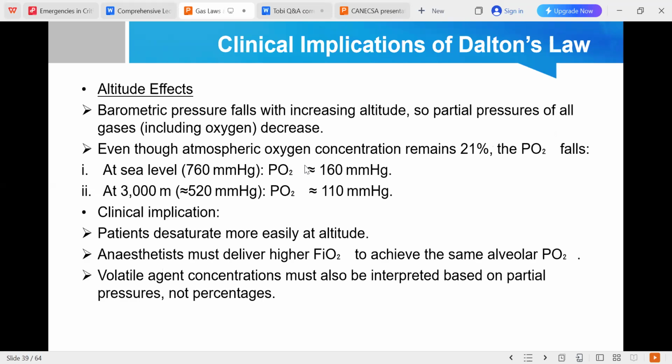For instance, this is the altitude effect. You can imagine at sea level, where your atmospheric pressure is 760, the oxygen concentration remains at 21%. But at 3,000 feet, the partial pressure of oxygen has dropped to 110 millimeters of mercury, and this will then explain why patients at high altitude desaturate very fast.